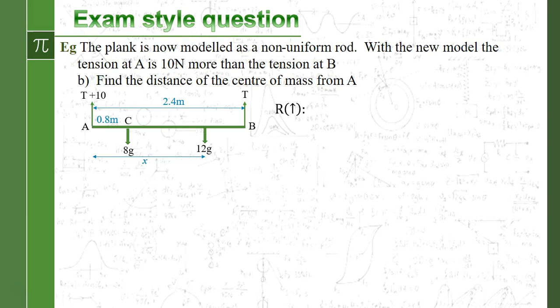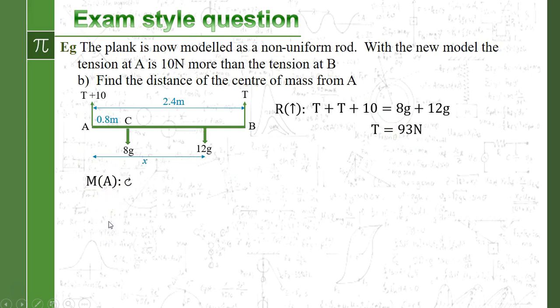We've got our resolving forces going upwards. That's going to provide us with the values for the tension. So our tension at B is 93 newtons, which means at A it's going to be 103. But we're not going to worry too much about that because we've already used that value to get the tension here. And what I'm going to do now is take moments about A.